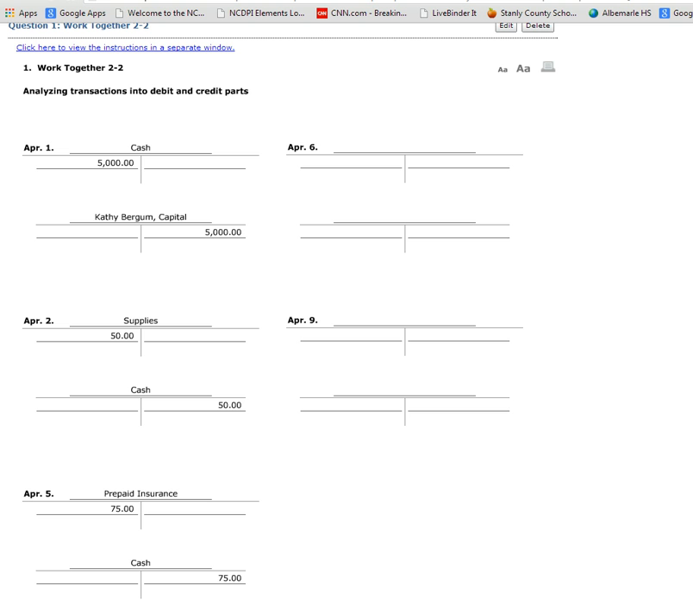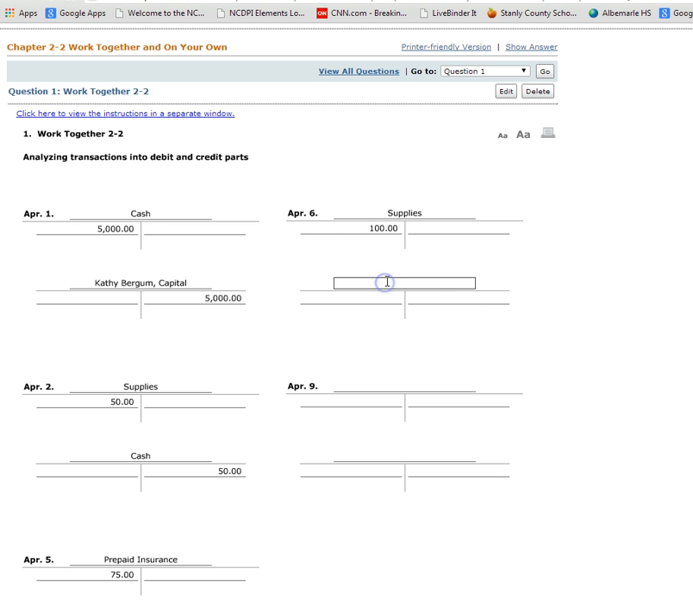Okay, supplies went up, accounts payable went up. Supplies you're going to show as an increase as a debit. Liabilities you're going to show as an increase with a credit. So supplies went up $100. Your accounts payable, your liability went up $100.